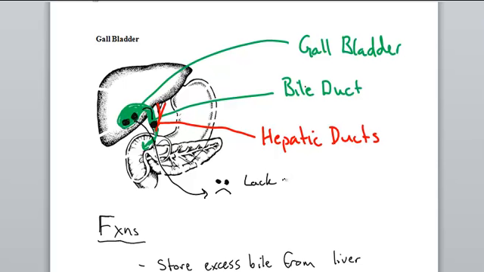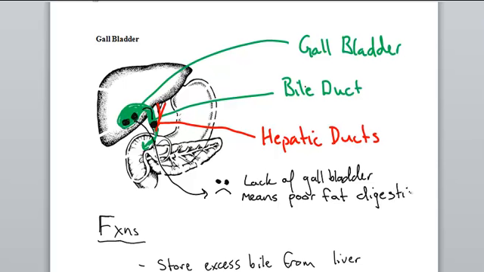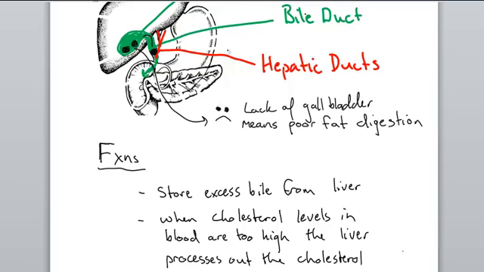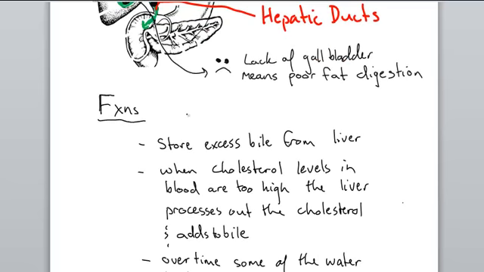Lack of gallbladder means poor fat digestion. So it means you wouldn't be able to sit down and eat a big feed of something like bacon because you wouldn't be able to digest it properly. It would probably give you diarrhea. So, better yet, moderate your cholesterol levels and your fat intake on a daily basis. Don't go extreme all the time, and you'll be able to enjoy it over a longer period of time in your life.